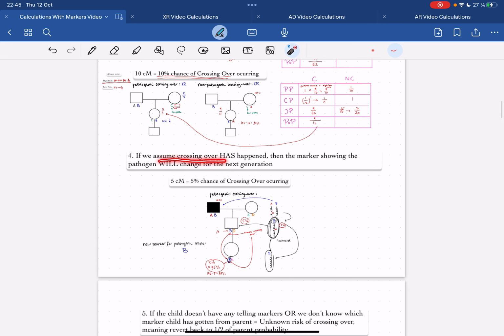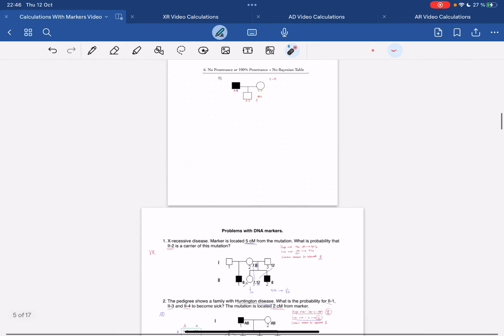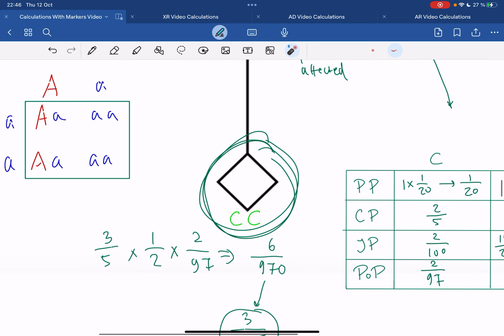If we assume crossing over has happened, then the marker showing the pathogen will change for the next generation. So in our case here, we are assuming that this mother has had this crossing over occurring. Then if this child gets this C from the mother, we will also assume that this is actually the pathological marker that he has gotten. So in our case, instead of reverting to the 1/2 rule, we actually have to rewrite this.